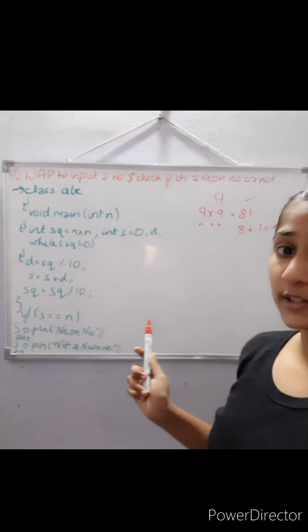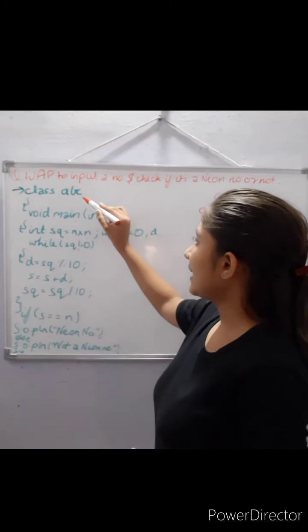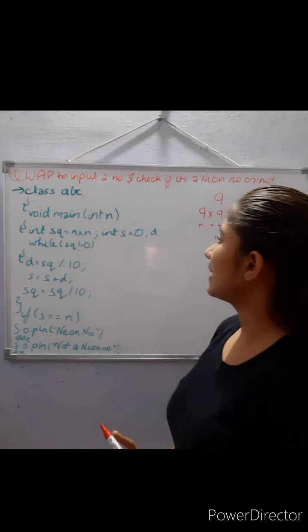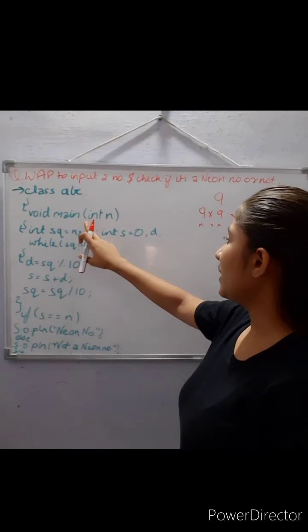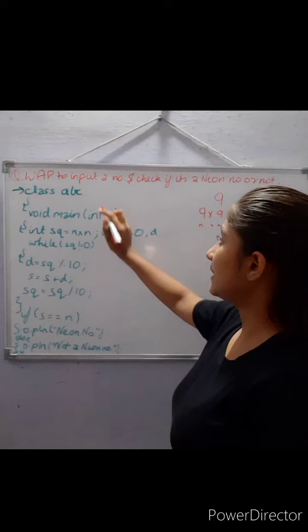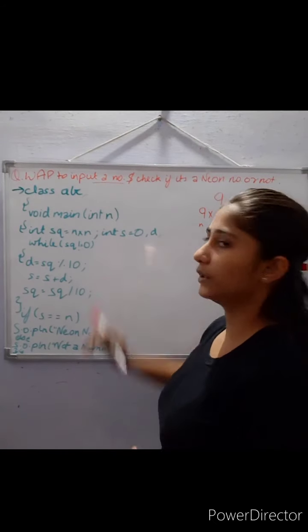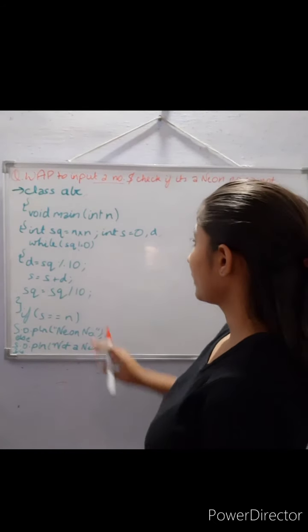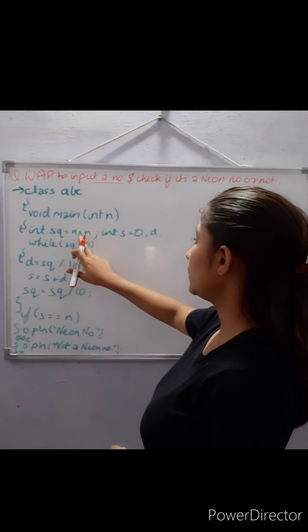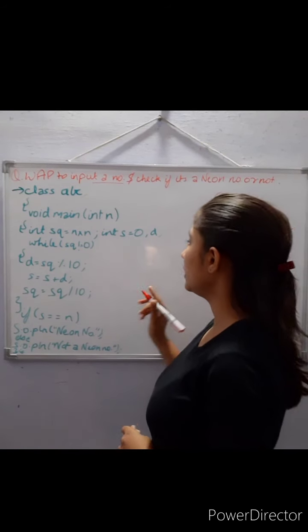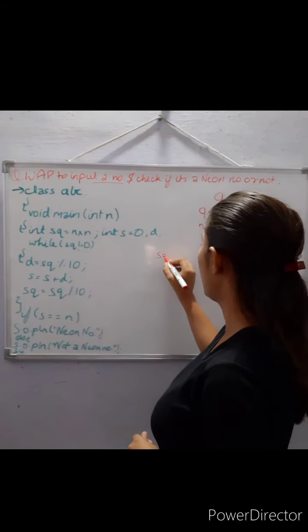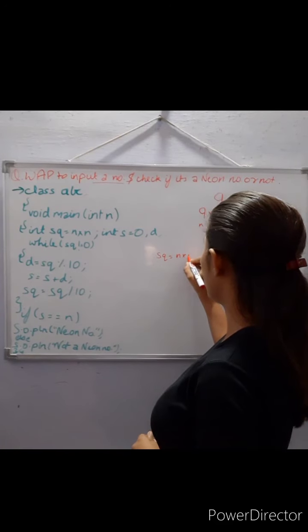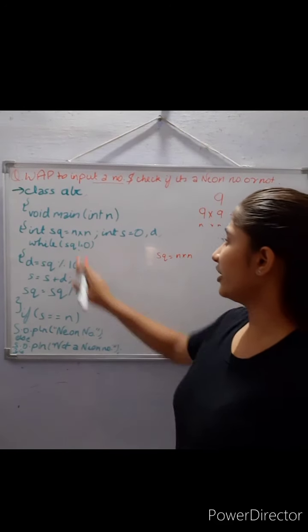Okay, now we are going to do the program. We can take any class name, for example, I've taken class ABC. In void main, we are going to write integer n, as the question is asking the user to input a number. Now, integer square is equal to n into n. So we know that the square of number n will be n into n, so we can directly write it over here.